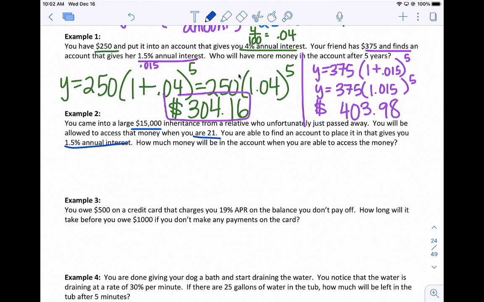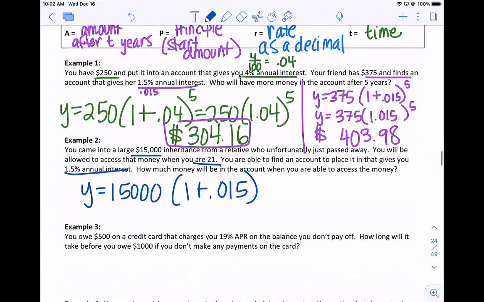All right, so this will depend on how old you are, right? So let's just start writing our equation. So we start with $15,000. Our money is increasing at 1.5%. So if I divide 1.5% by 100, I get 0.015. And let's say you're 16. So how many years, if you're 16, until you can get your money? It would be 5 years.